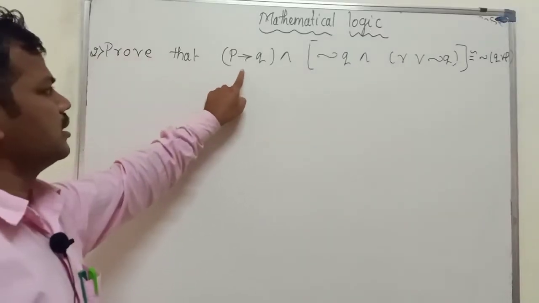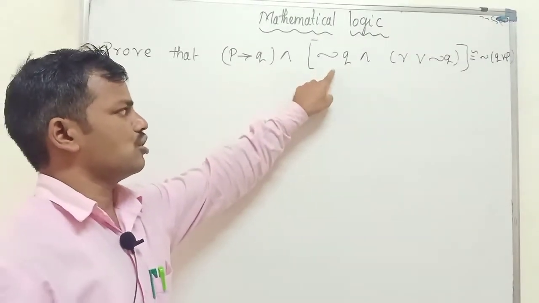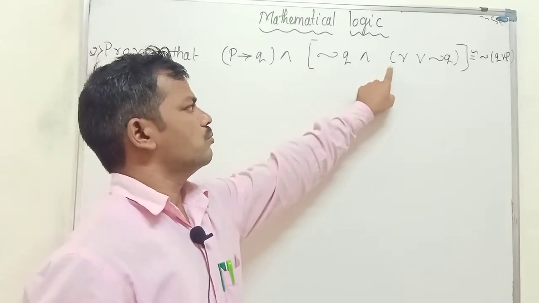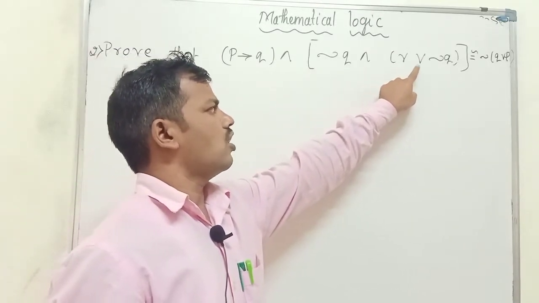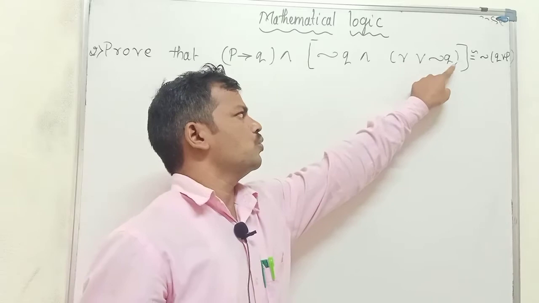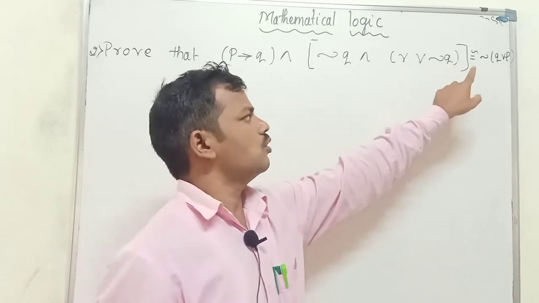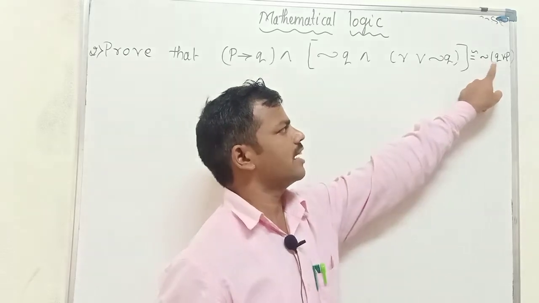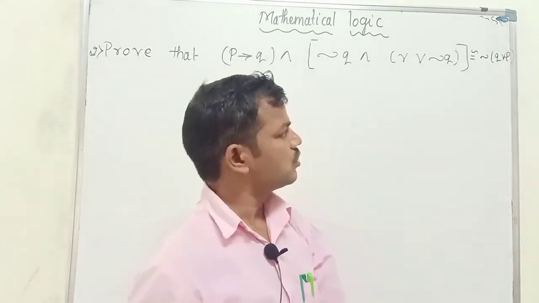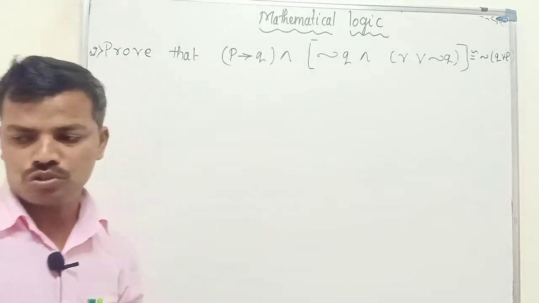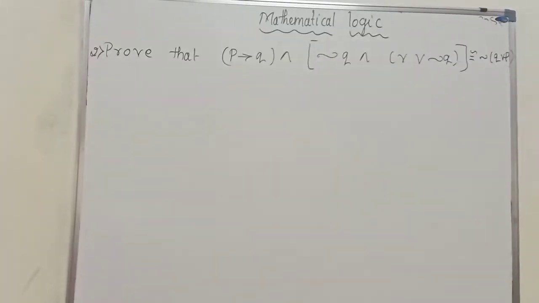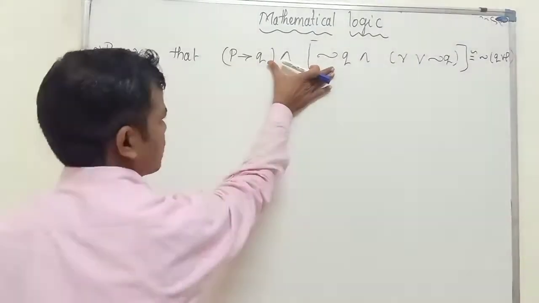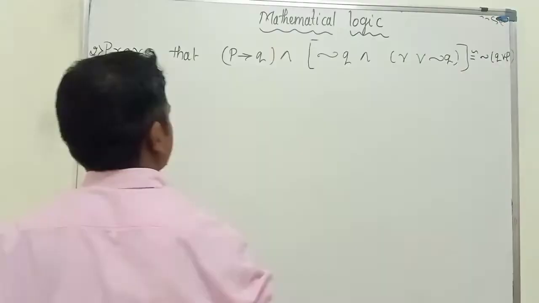Prove that (P conditional Q) and [negation of Q and (R or negation of Q)] is logically equivalent to negation of Q or P. So Q or P is what we have to show. First we'll take the LHS and prove the RHS. So what is the LHS?